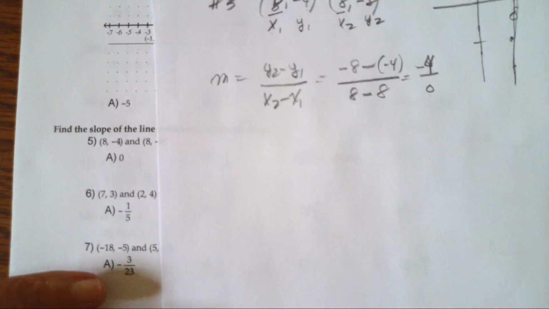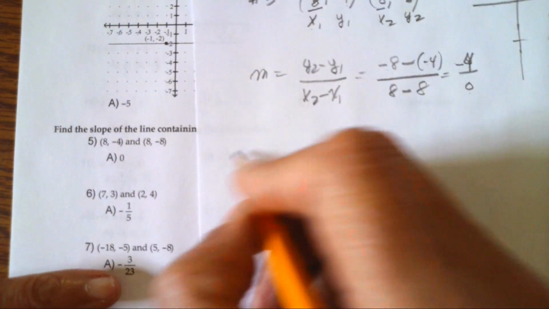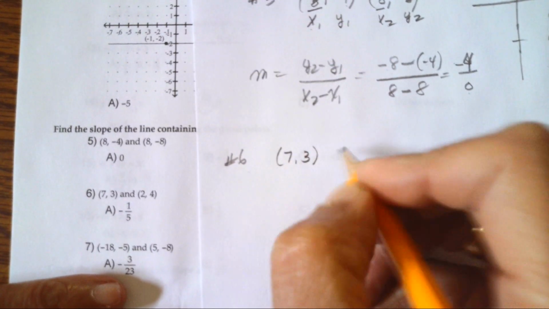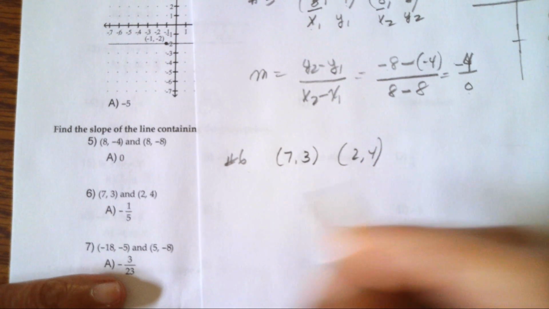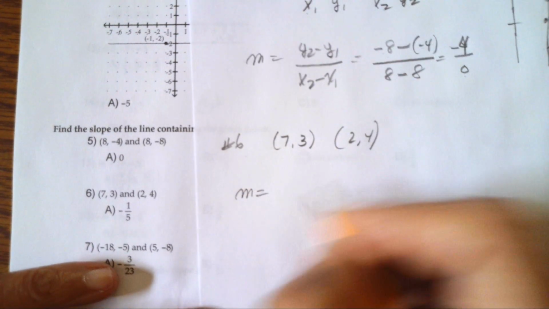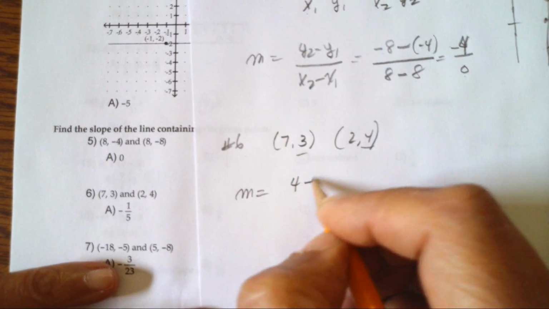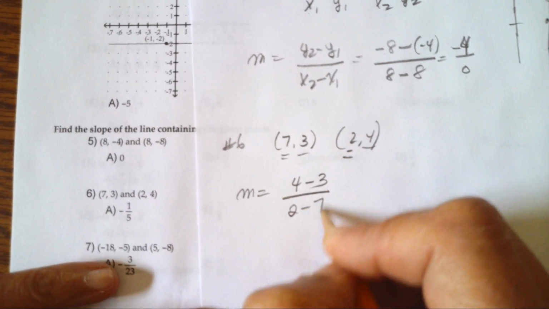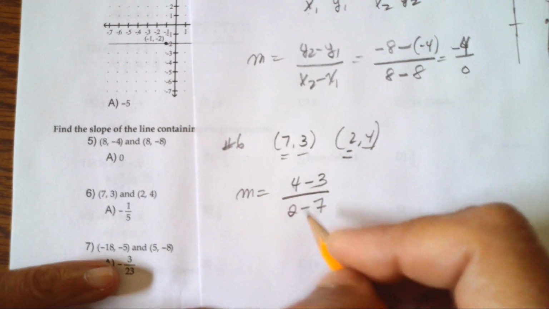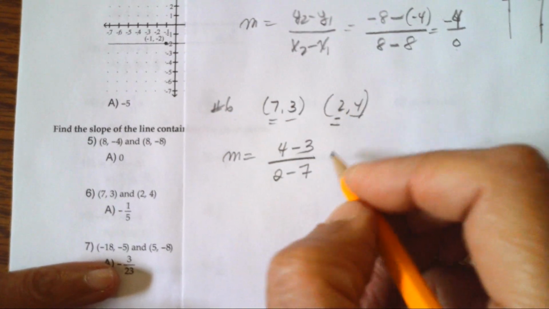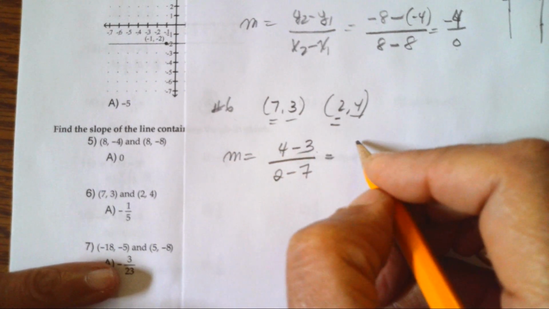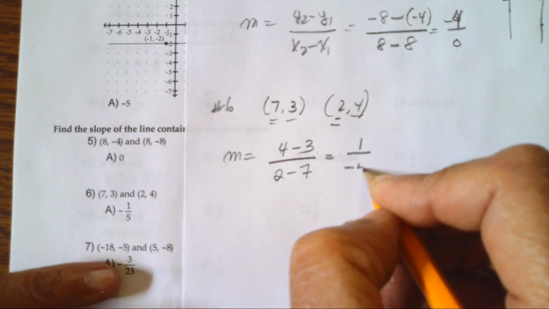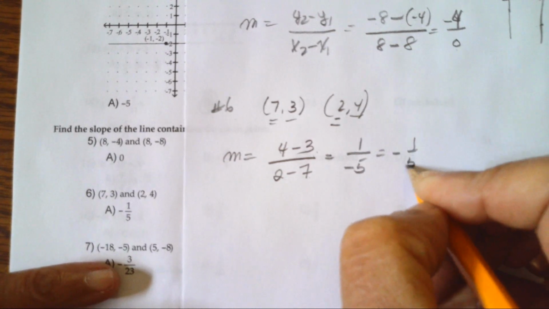Number 6, the points in question, let's see, are (7, 3) and (2, 4). And my slope is the difference of my y values. Alright, so 4 subtract 3 divided by 2 subtract 7. Difference of my y values over the difference of my x values, y2 minus y1 over x2 minus x1. 4 minus 3 is 1. 2 minus a 7, a positive 2 combined with a negative 7, is a negative 5. So this is a negative 1/5.